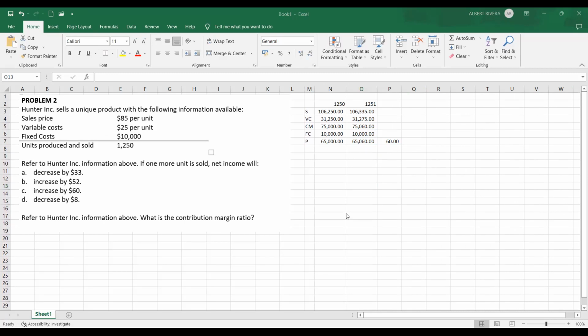At break-even point, what is the level of contribution margin in pesos? At break-even point, what is the level of contribution margin in pesos? Chat box, please. Again, at break-even point, there is no profit nor loss, so the profit here is zero. So at break-even point, what is the level of contribution margin? Chat box, please.